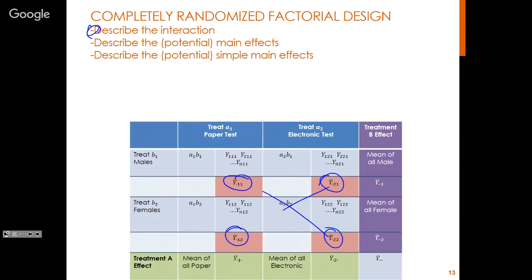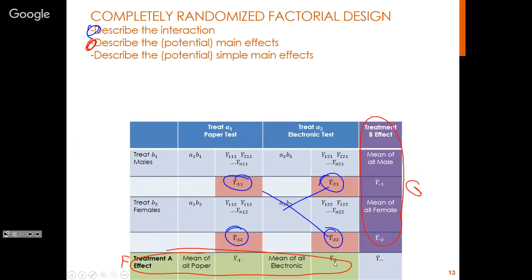Okay, what would describe the potential main effects? The green and the purple. So here is the main effect of format, and here is the main effect of gender. One for each of the factors.